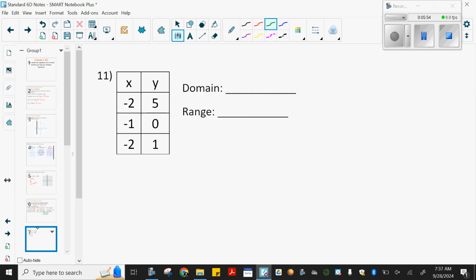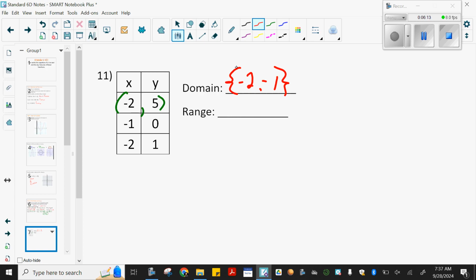You can also do this if it's a chart like this, right? You're going to treat it as though this is just your ordered pair. So let's look here. Domain is x values. I have negative 2, I have negative 1, and I have negative 2 again. So I'm going to do negative 2, comma, negative 1.